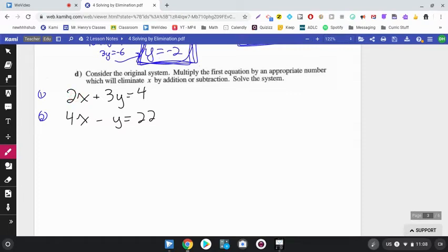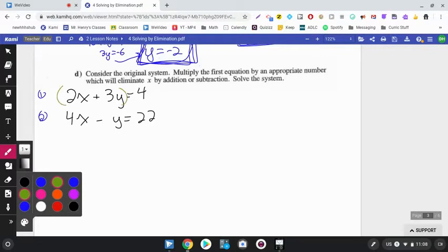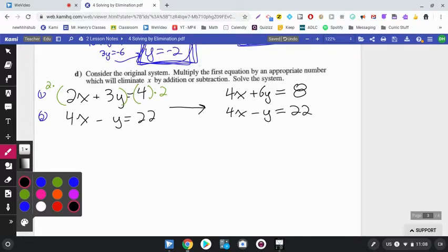Or I could turn, we turned y into 3y. So looking at 2x, I just have to double it. So I'm going to multiply by 2. What I do to one side, I do to the other. And I'm actually going to do something a little different here, so I'll go back and modify that in a sec. But I get 4x plus 6y equals 8. And I didn't change the second equation. That one we're leaving the same this time. 4x minus y equals 22.